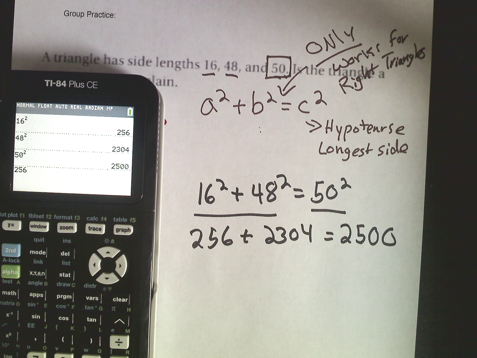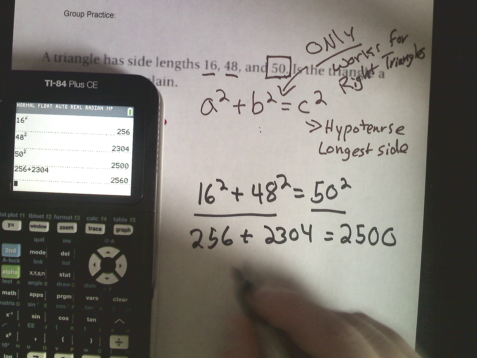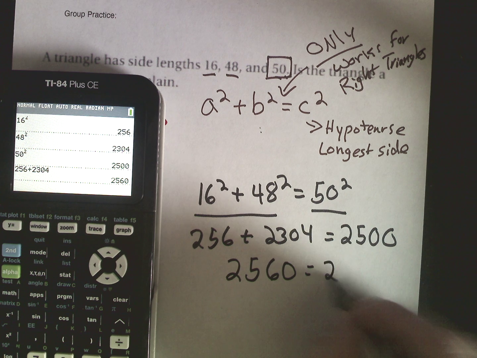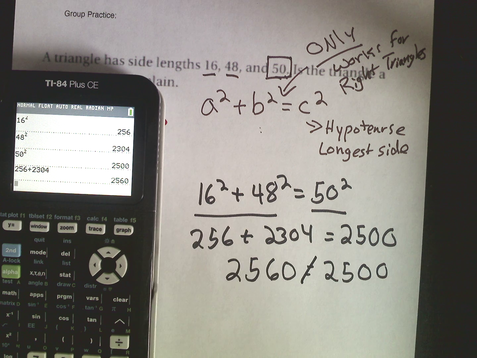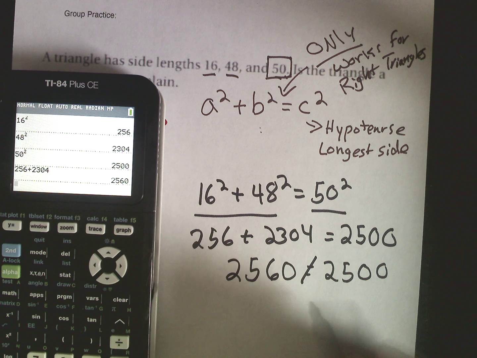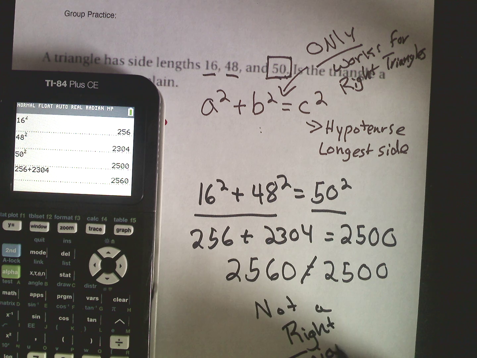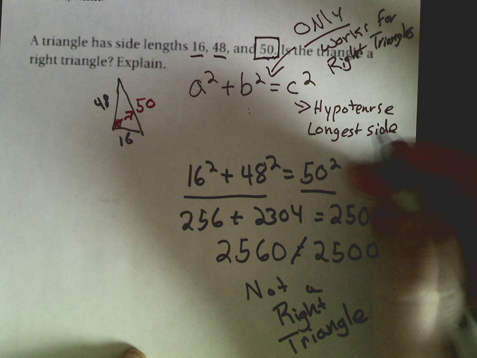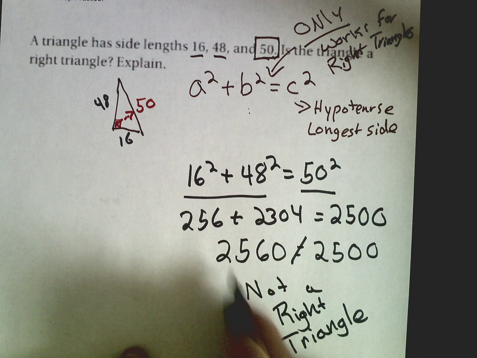256 plus 2304 equals 2,560. Well, that is not equal to 2,500. So while this might be close to a right triangle, it's not a right triangle. So I would write not a right triangle. Because I know Pythagorean's theorem only works for the right triangle. This does not work.